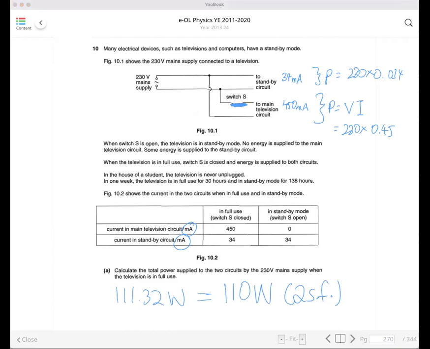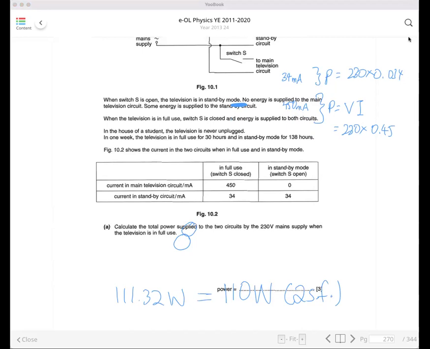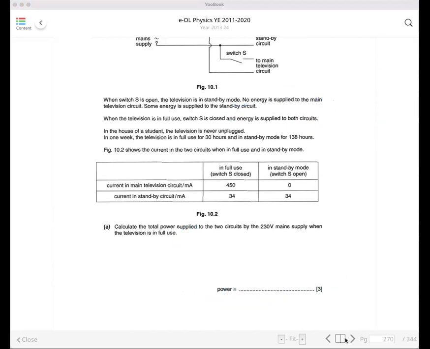Oh, okay. I know why I see wrongly. Because the one in the hundreds is in the previous line. So the answer will be 110 watt to 2SF. Okay, well done to both of you. Let's continue.